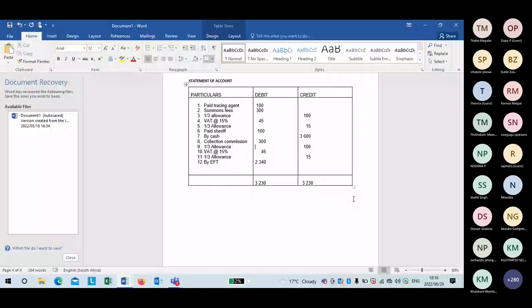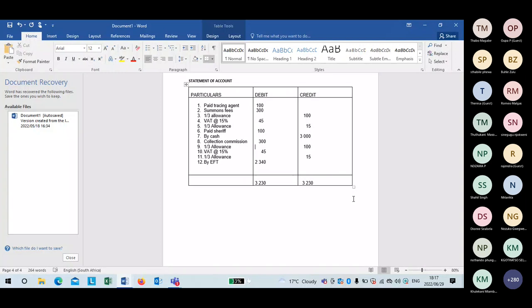Right. Then we go to step number three. In step number three, we deal with costs. Where do we get this? You go back to the statement. You look at the debit side of the statement. All the amounts appearing on the debit side of the statement, except the EFT amount, are costs.